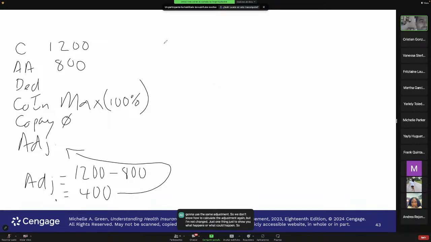So now I say, okay, insurance, let's do it in black so we can actually see it. Insurance is going to pay how much? Allowed amount minus, let's put a deductible, let's put a $100 deductible. Allowed amount minus deductible, and it pays at a maximum, so 100%.